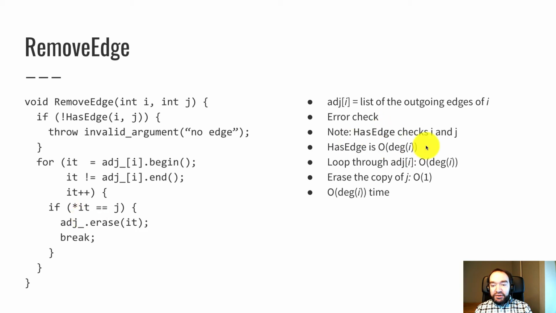So hasEdge takes big O of degree of i. So we spent degree of i time on hasEdge already. This loop repeats big O of degree i times in the worst case. Erasing a node from a singly linked list is constant time when you have an iterator to the node that needs to be erased, so that erase operation is constant time. So altogether, this takes big O of degree of i time.